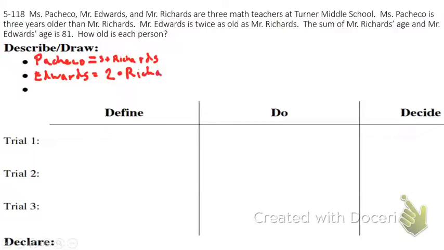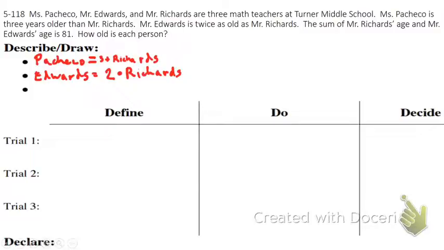You guys will also notice that I'm not just simply simplifying it down to just letters, because we had 3 girls with the first letter J, and I'm scared of making a similar mistake again. Okay, finally we know Mr. Richards' age and Mr. Edwards' age is 81. So how old is each person?